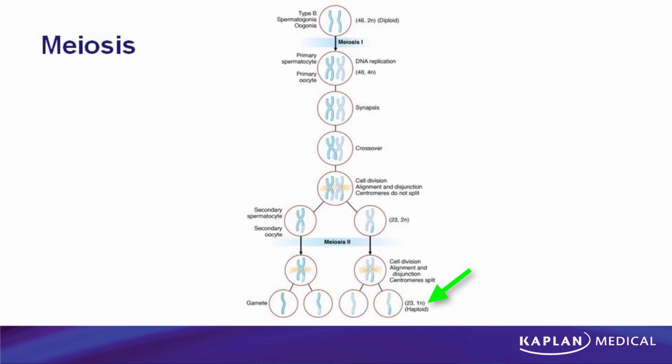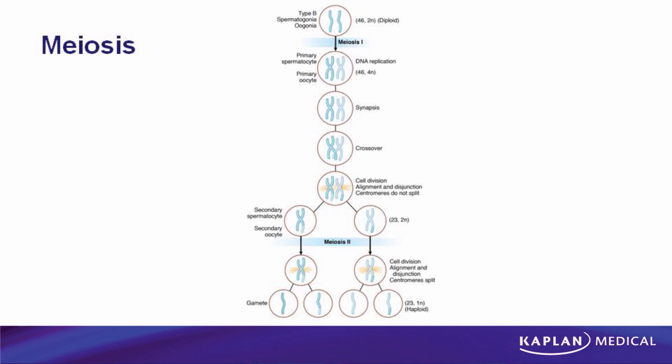Okay? So that is what's happening in the nucleus, regardless of whether it's male or female. First meiotic division, giving us secondary spermatocytes or secondary oocytes, and then the second meiotic division giving us the gametes.